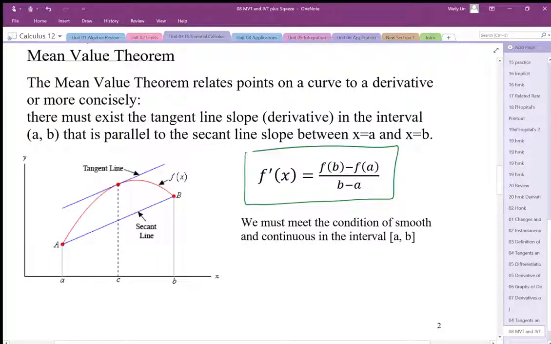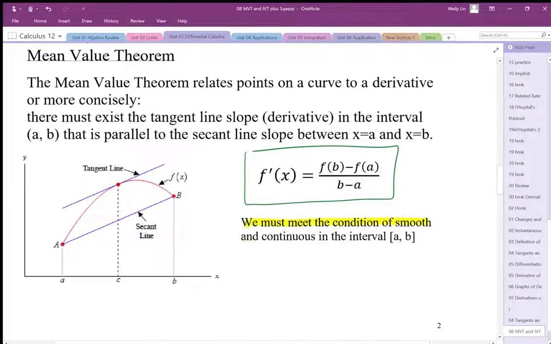This is the average slope between point A and point B, and f prime is the tangent slope. So we're saying that there must be some point between A and B where the tangent line is parallel to that secant line. Just like with the intermediate value theorem, we have a condition that has to be satisfied first, and that condition is that it must be smooth and continuous, not just continuous.